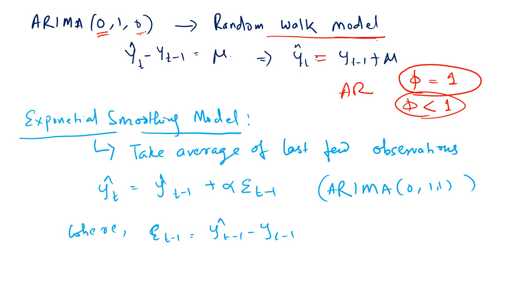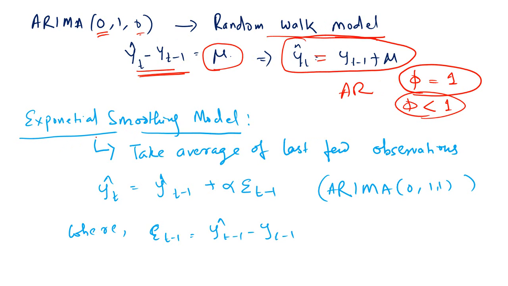Hence ARIMA(0,1,0) represents the random walk model. Because if you see the first difference, yt minus yt-1, there is no AR term, there is no MA term, there is only a constant. And if you take the yt-1, which is the lag, to the right hand side, it becomes yt equal to yt-1 plus a constant term, and that's nothing but a random walk model. So a random walk model is also a special case of ARIMA model.